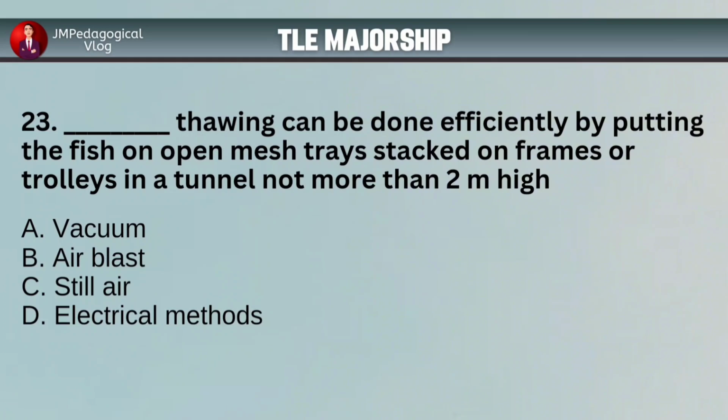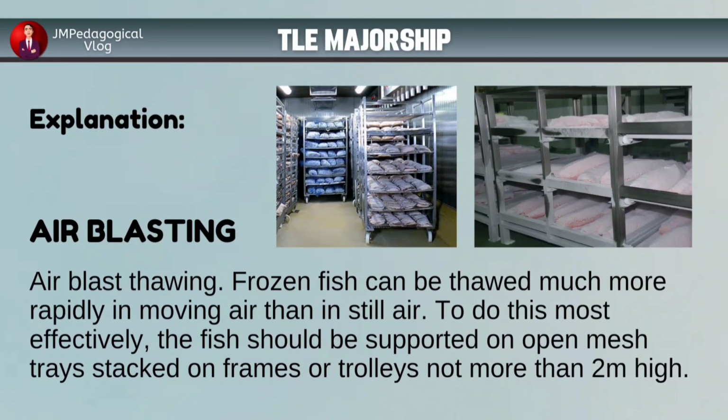23. Blank thawing can be done efficiently by putting the fish on open mesh trays, stacked on frames, or trolleys in a tunnel not more than 2 meters high. A. Vacuum. B. Air blast. C. Still air. D. Electrical methods. B. Air blast. Explanation. Air blast thawing. Frozen fish can be thawed much more rapidly in moving air than in still air. To do this most effectively, the fish should be supported on open mesh trays stacked on frames or trolleys not more than 2 meters high.